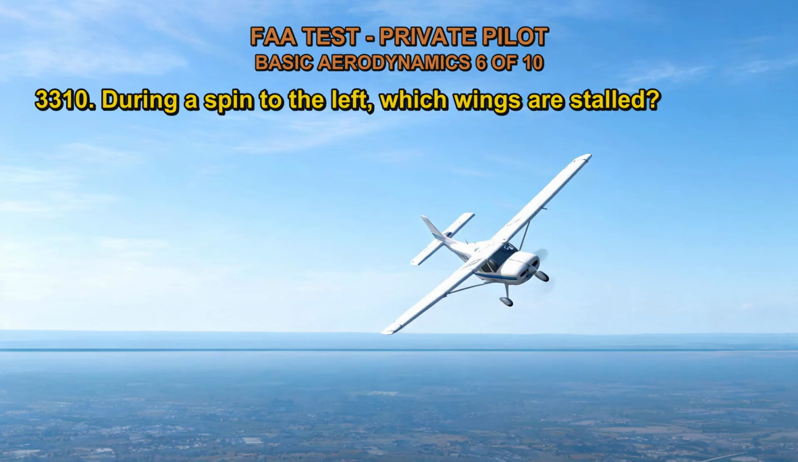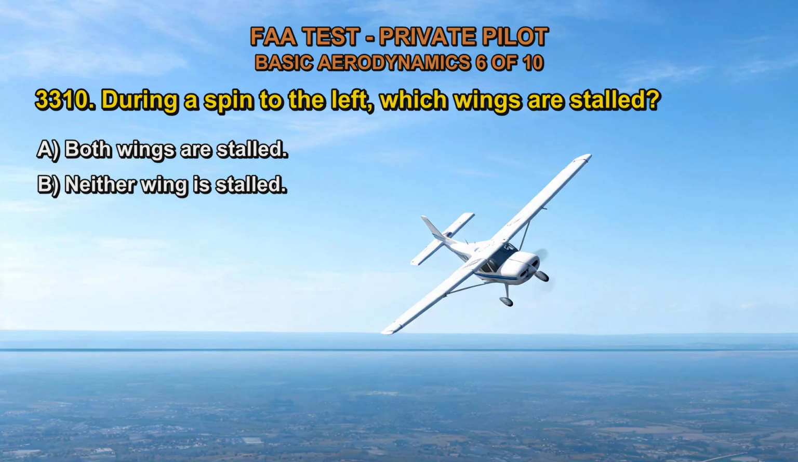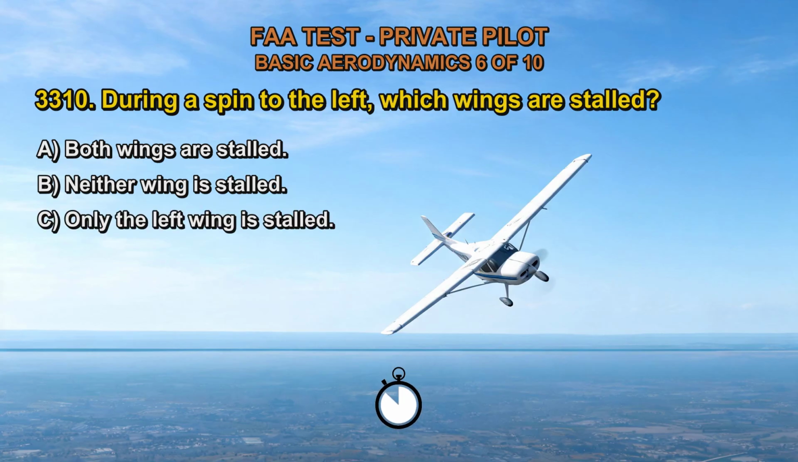3310. During a spin to the left, which wings are stalled? A. Both wings are stalled. B. Neither wing is stalled. C. Only the left wing is stalled. The correct answer is A.